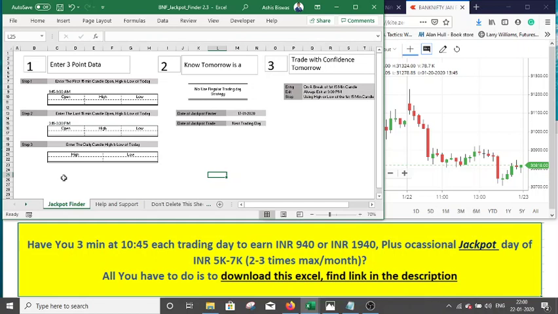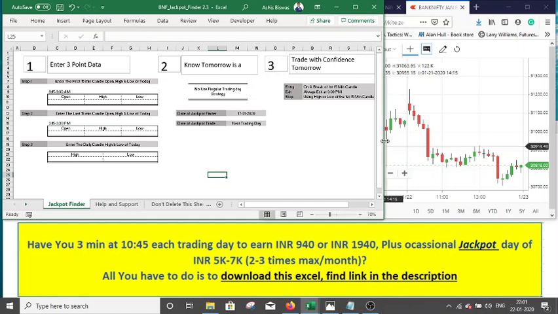Once we put in these 3-point data, if there is a jackpot opportunity next day, this message should indicate to you that there is a jackpot day opportunity. Market is likely to be very trendy and likely to move in one direction. Market is likely to open at one end and close at the completely opposite end, and there should be a large range. These are the basic definitions of the jackpot day, and this type of day is easy to trade.